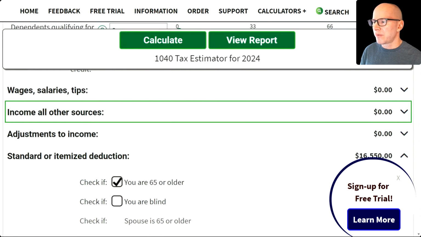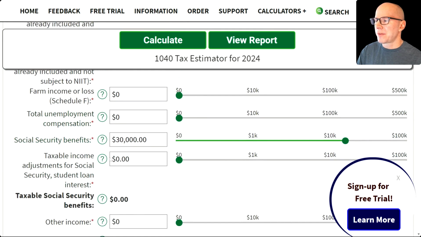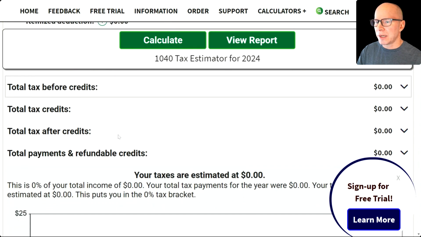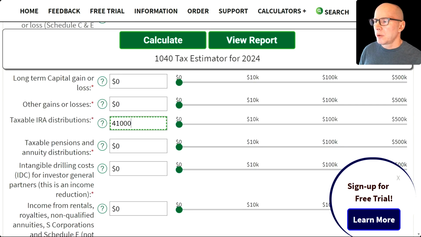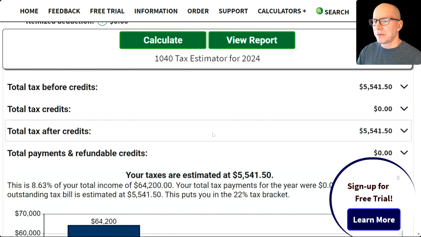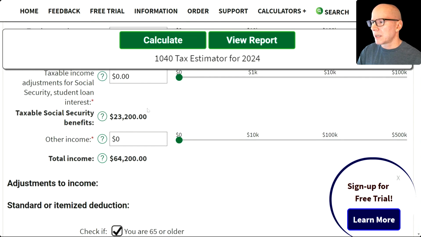Now we've got a single filer over age 65. Their income right now consists of $30,000 of Social Security benefits. You can see that none of it is included in their taxes. And if we go down to what they actually owe in taxes, they don't have to pay anything in federal income taxes at this point. But let's say she takes $41,000 out of a pre-tax IRA. What's that going to do? Well, the actual tax due is going to become $55.41 and 50 cents. And what you'll notice also is that some of the Social Security benefits are going to be taxable.